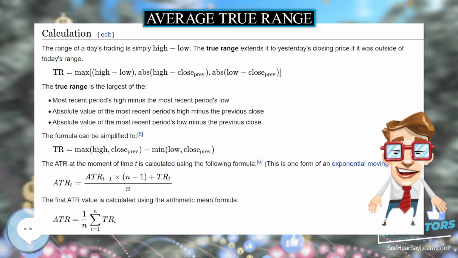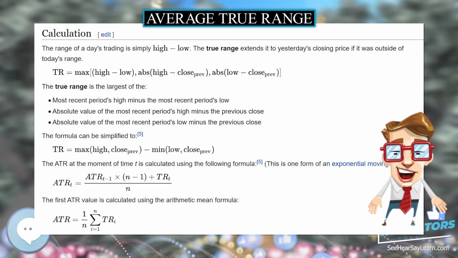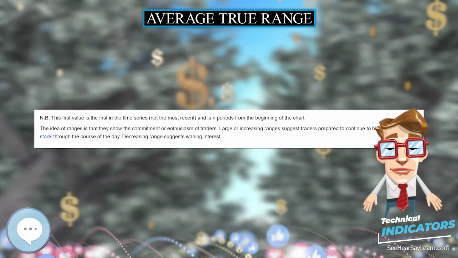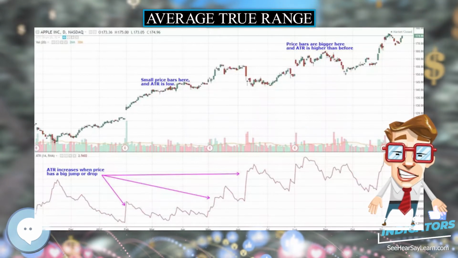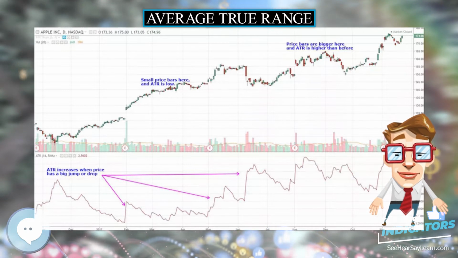The idea of ranges is that they show the commitment or enthusiasm of traders. Large or increasing ranges suggest traders prepared to continue to bid up or sell down a stock through the course of the day. Decreasing range suggests waning interest.